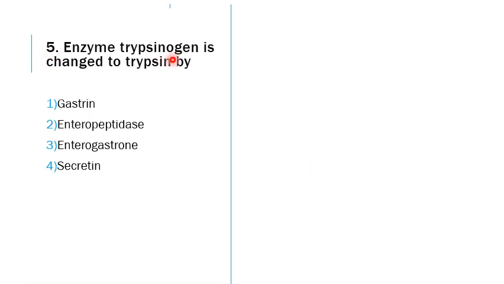Fifth question, enzyme trypsinogen is changed to trypsin by. The options are gastrin, enteropeptidase, enterogastrone and secretin. The answer is the enteropeptidase.